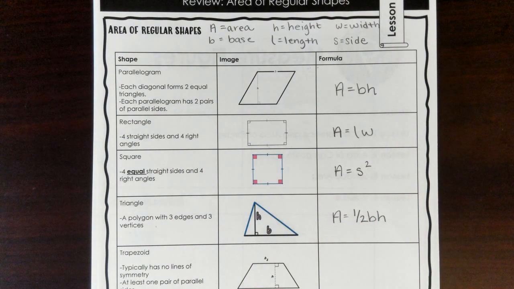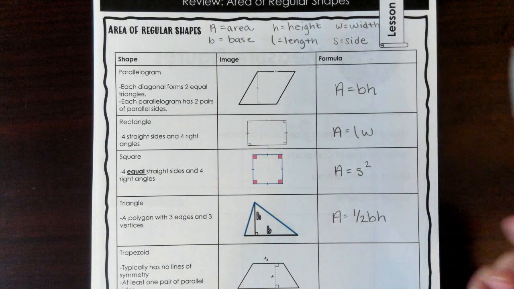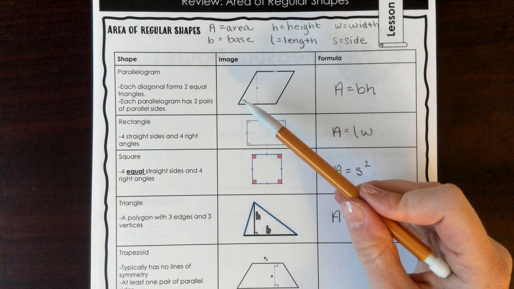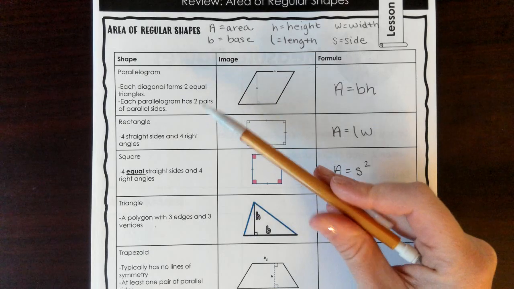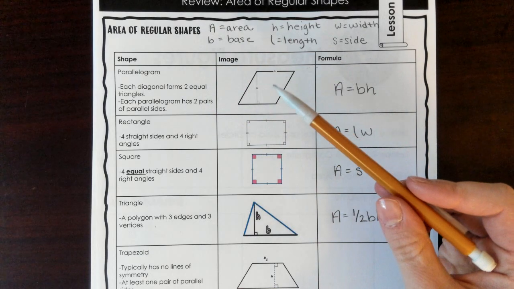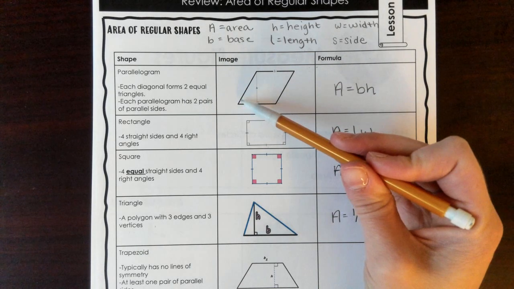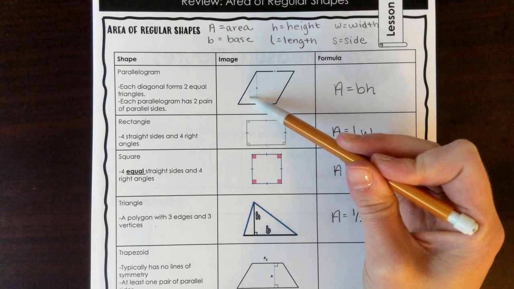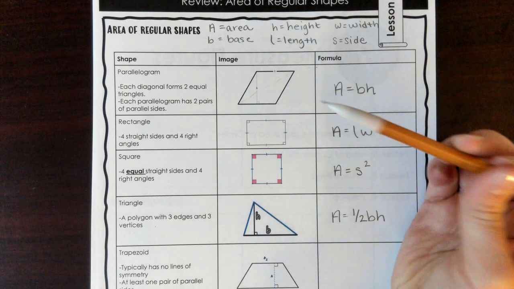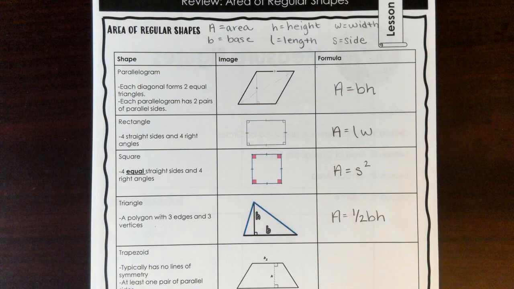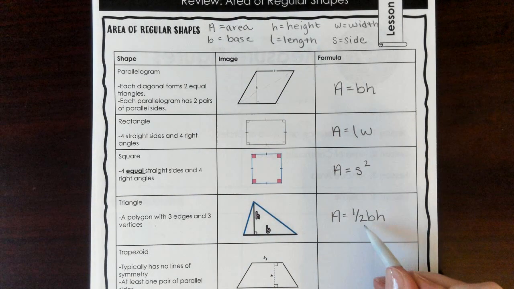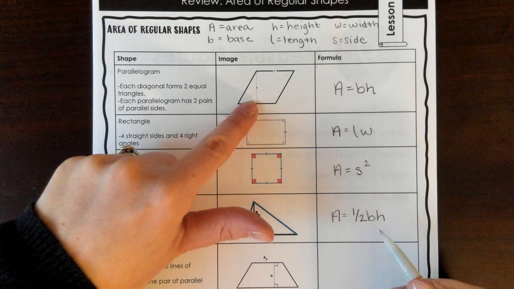The reason we use this formula, the 1/2 is important, because if we go back up here to where we have parallelogram, it says each diagonal forms 2 equal triangles. So if you were to cut this in half here, you would see that there's a triangle here and a triangle there, which is where the 1/2 comes into play. It is half of this shape.